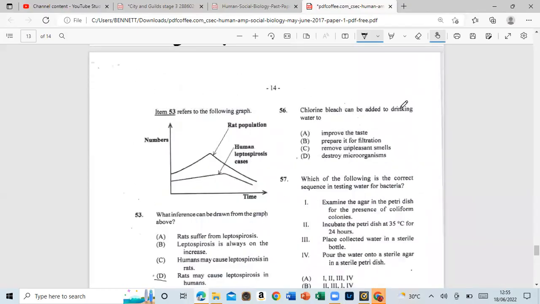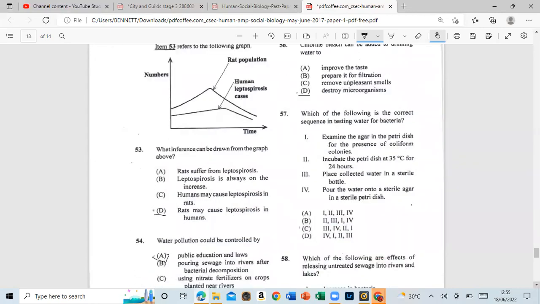56. Chlorine bleach can be added to drinking water to A. Improve the taste, B. Prepare it for filtration, C. Remove unpleasant smells, or D. Destroy microorganisms. So that's D. Destroy microorganisms. All right, let's move on to 57.